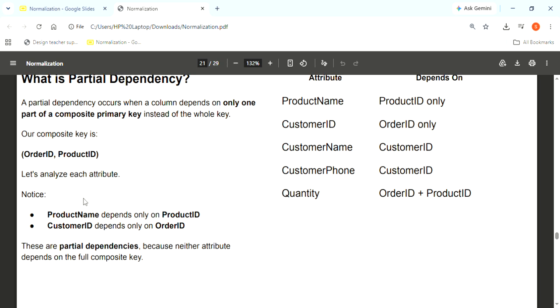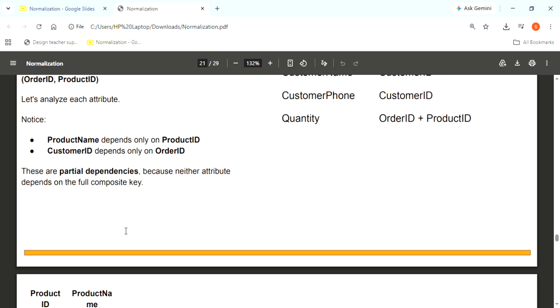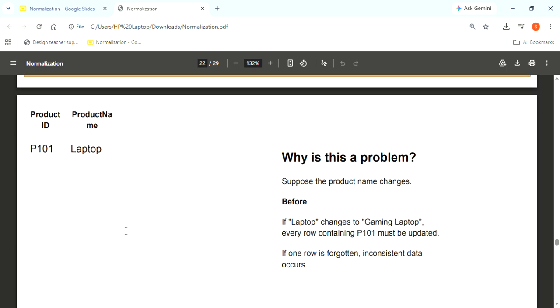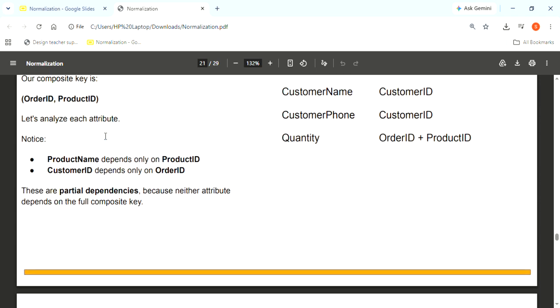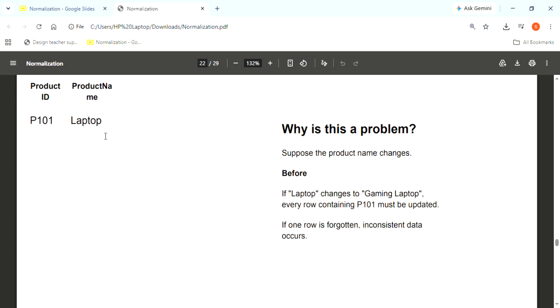For example, product name is totally dependent on product ID, not on order ID. In the same way, customer ID is dependent on order ID. So these are the partial dependencies. It is not depending on both parts of the composite key. So why is this a problem? If I have to update any product name, for example, if laptop has to be updated to gaming laptop, then I need to search each and every repetitive product name laptop, and then I have to update it.